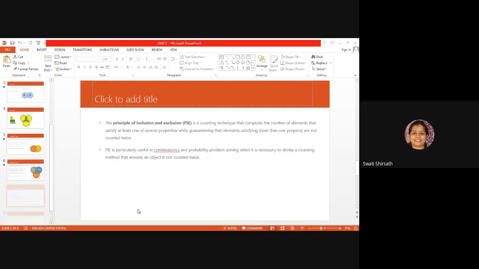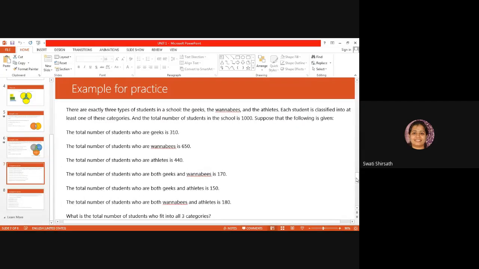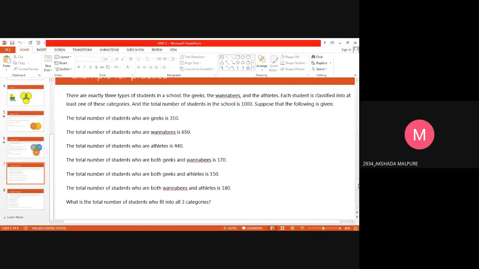Just let me know whether this is visible to you. Is this readable? Yes, ma'am. There is one more document.